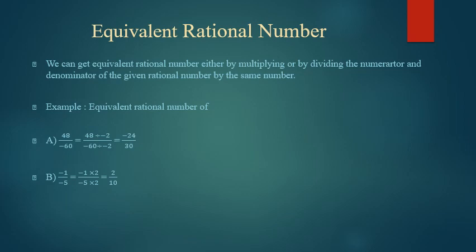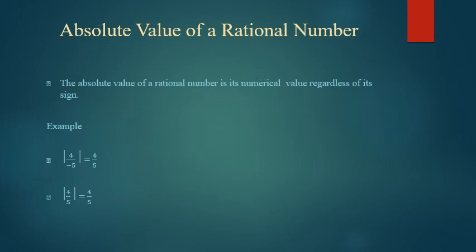Now the second example: minus 1 upon 5 can also be expressed in the form of minus 2 upon 10, which is the equivalent form of minus 1 upon 5, and we can get this just by multiplying numerator and denominator by 2. Now, absolute value of a rational number. The absolute value of a rational number is the actual value of the rational number without a sign. For example, 4 upon minus 5 can also be written as 4 upon 5, which is the absolute value of 4 upon minus 5. Similarly, for 4 upon 5, its absolute value will be 4 upon 5.